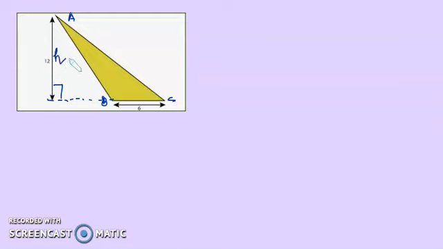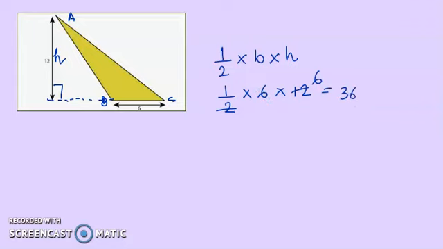So again the area would be half times base times height, or half times base is here 6 and height is 12. So 6 times 6, 36 square units will be the area of this triangle. I hope my explanation so far is clear on how to find out base in different cases.